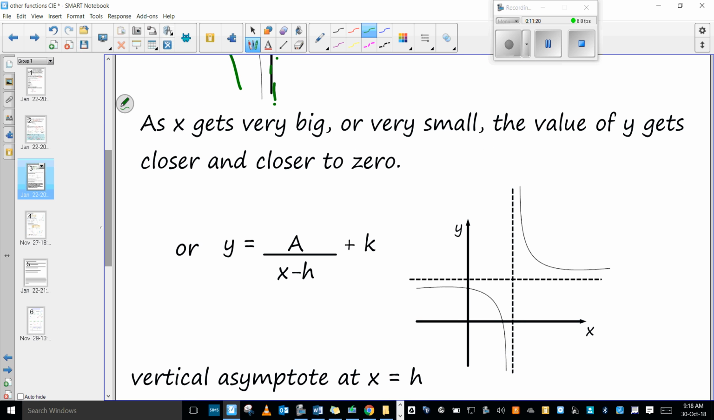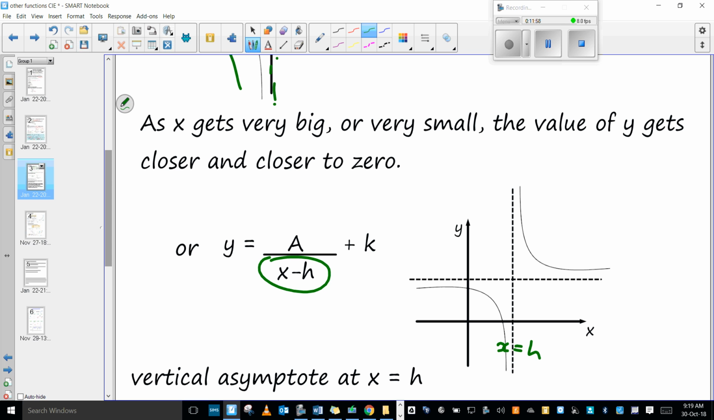Now, for this format, or any other kind of reciprocal graph, it's a little bit easier to determine the asymptotes. Your x asymptote is always going to be determined by what's on the bottom of the fraction. Okay? So here, if I've got x minus h, then this value is always going to be my vertical asymptote. The equation of this asymptote would be x equals h.